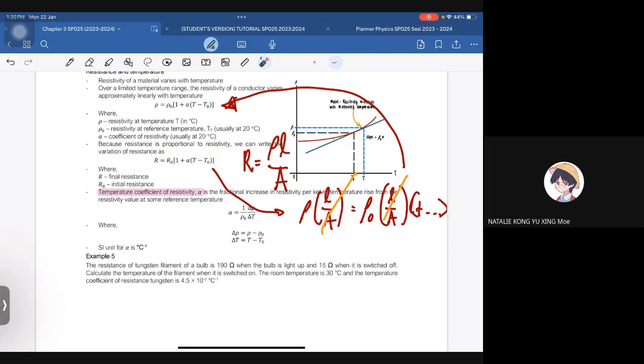So make sure you remember the unit, because usually students forget the unit of alpha. Remember alpha must be per degree Celsius. Make sure to memorise the unit. And then delta T here is the final minus the initial temperature, the same as delta rho, final minus initial.